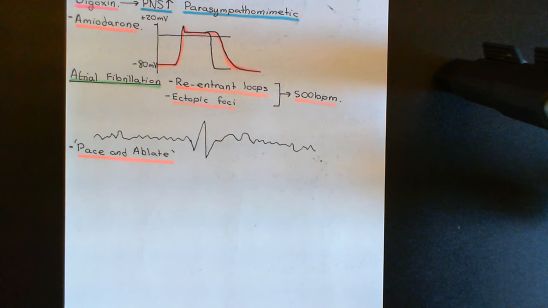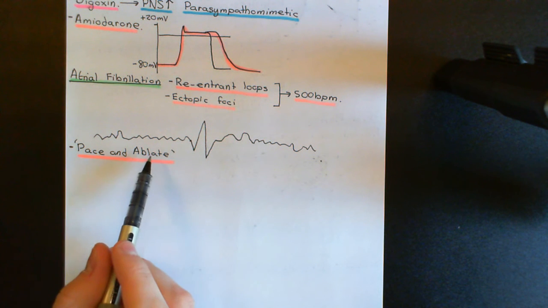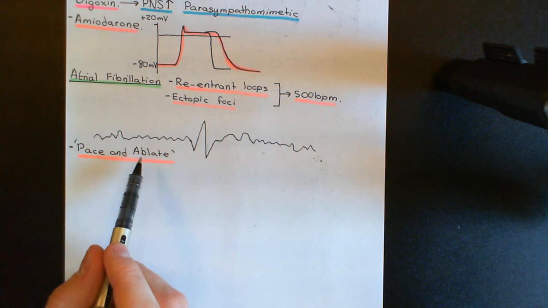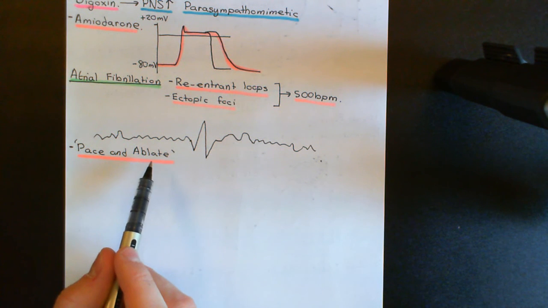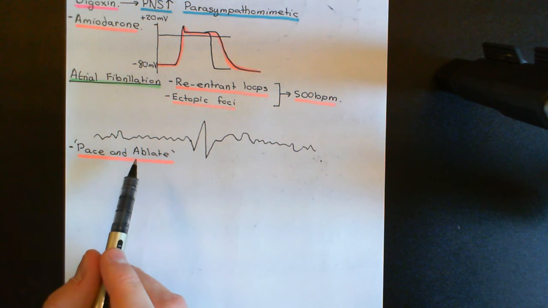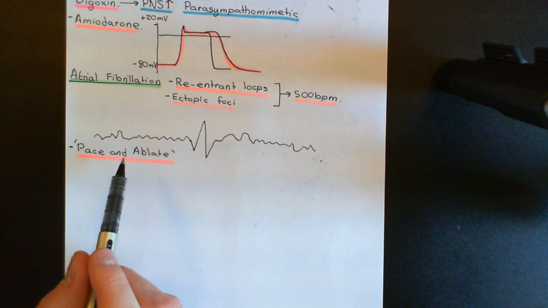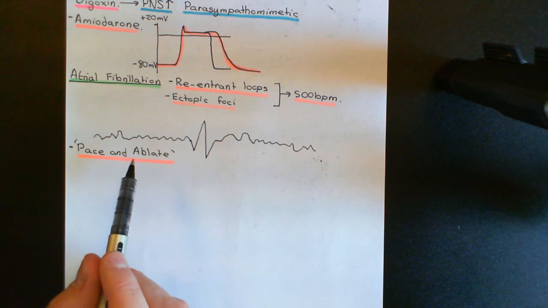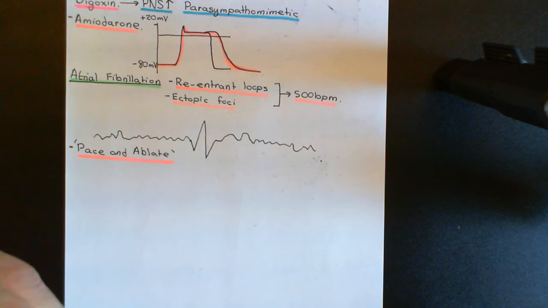However, what we're going to do is then insert a single-chamber artificial pacemaker to drive ventricular contraction. So in pace and ablate, we would ablate the atrioventricular node to prevent the atrial electrical signals actually being able to influence the ventricular activity, and then what we'd do is we'd insert a single chamber pacemaker into the wall of the right ventricle, and then we'd allow that to generate the electrical signals that would then propagate down the ventricular myocardium and actually trigger left ventricular and right ventricular contraction.